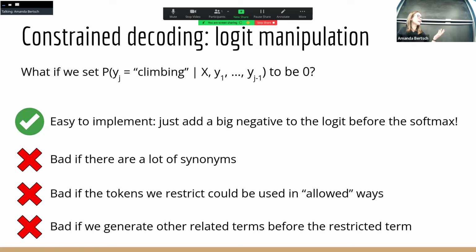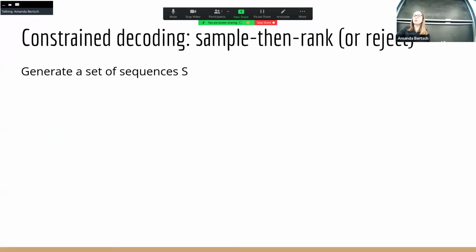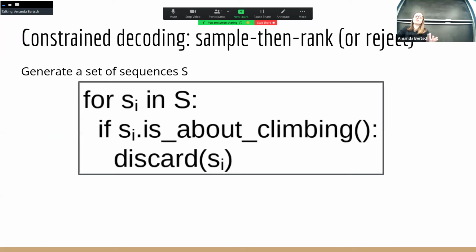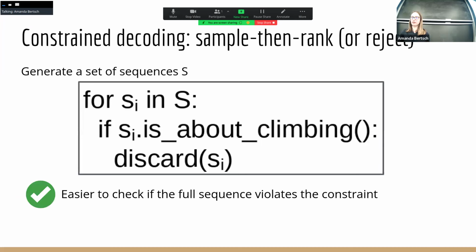You could continue engineering more and more complicated rules here, but maybe we could do something a little simpler. So what if I just sample a bunch of outputs from the model and then I check if they're about climbing and I get rid of them if they are, right? This is the advantage that it's pretty easy to check after the fact if the sequence has satisfied this constraint. We could train some smaller model to guess if the topic of a sentence is about climbing. We could check for keywords. We could have a friend who's willing to see this content filter through it and throw everything out that is about climbing.